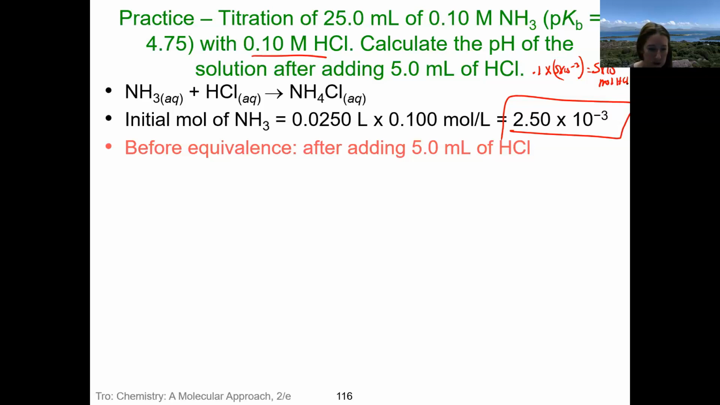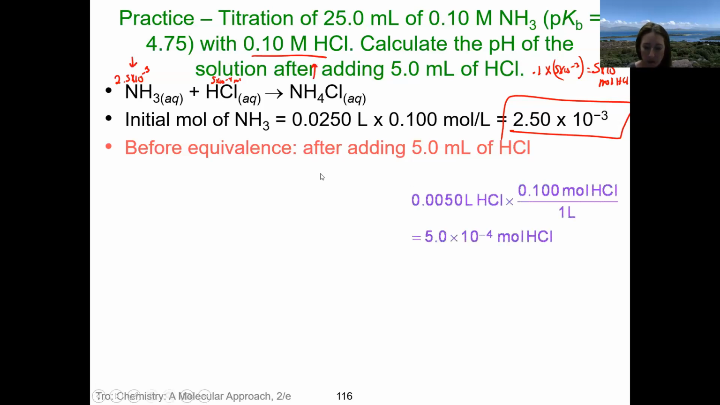So since we're before our equivalence point, we can do a moles table. We need to see what changed here. Okay, so I'll do a moles table: 2.5 times 10 to the negative 3 moles of this, and 5 times 10 to the negative 4 moles of this. I'm going to use all of this. It's all going to go away. So this is going to go down by that amount, and this will go up by that amount. I'm just going to do a moles table to make it easier. Oh, yes, there's my moles of HCl.